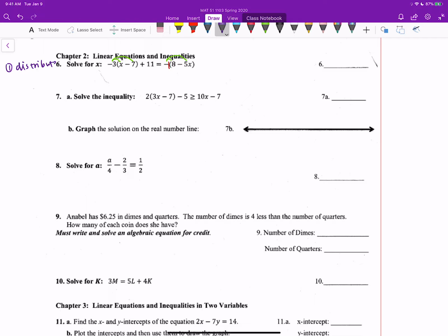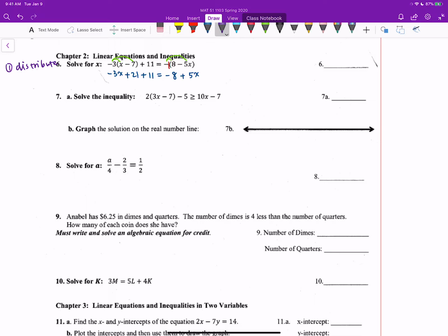distribute. Let's distribute -3x, and then -3 times -7, that's +21, plus 11 equals, on the other side, -1 times 8, that's -8. -1 times -5x, that's +5x. So that's the first step.